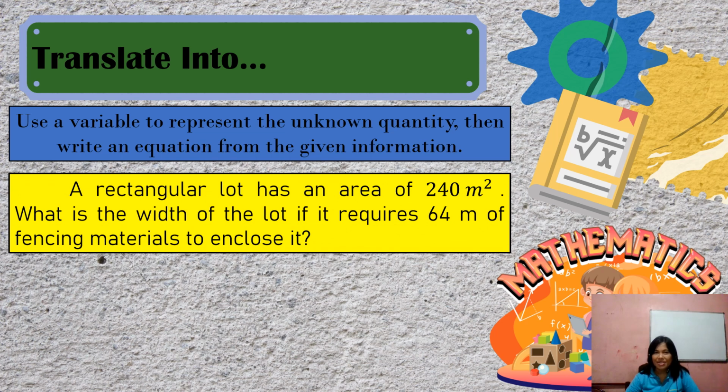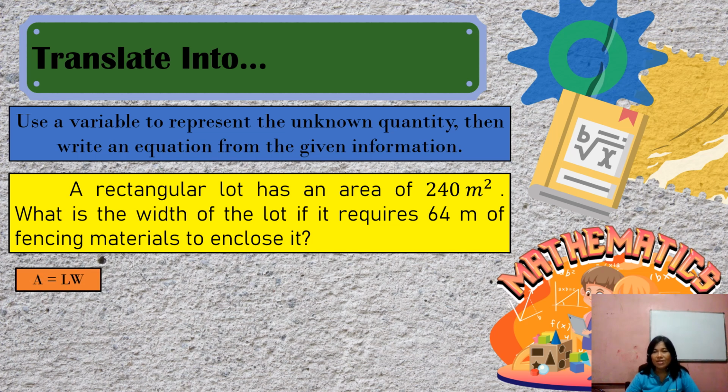Another one. A rectangular lot has an area of 240 square meters. What is the width of the lot if it requires 64 meters of fencing materials to enclose it? Okay, again, we need to start with the given, and the given is area. So, area of a rectangle is still length times width.